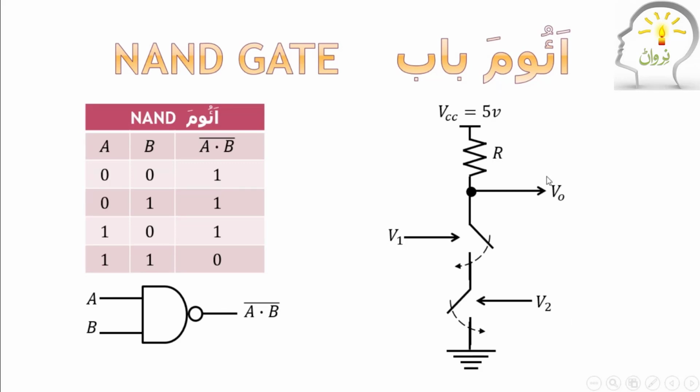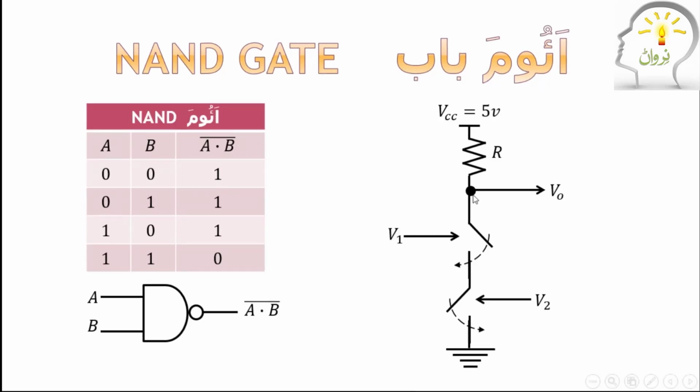Now, in what condition do you think output will be 5 volts? When both the switches are open? Not correct. When both are closed? Wrong. When both are open, wrong. When any one of them is open, output will be high.